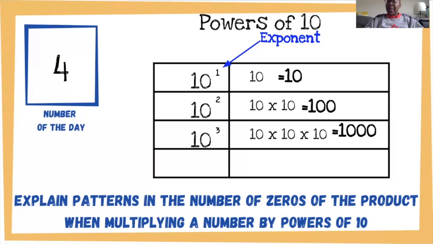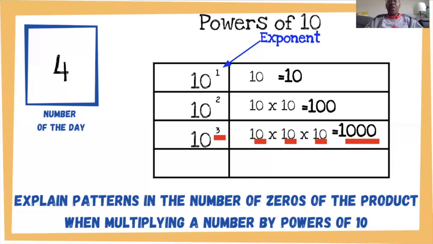Do you notice a pattern here? Let's take a look. My exponent is 3. 10 times 10 times 10 contains 3 zeros, and the number 1,000 also has 3 zeros. Exactly. Now here's your problem.